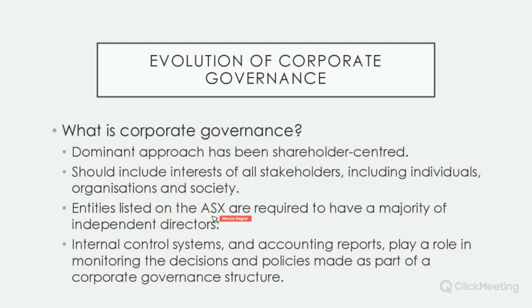Entities listed on the Australian Securities Exchange are required to have a majority of independent directors. That's a requirement. Independent directors are the ones who do not have anything to do with the day to day operations of the business. Hence, they are independent of the operations of the business. That's a requirement by corporate governance. Public listed entities are required to have independent directors in the business. Also, internal control systems and accounting reports play an important role in monitoring the decisions and policies made as part of a corporate governance structure.